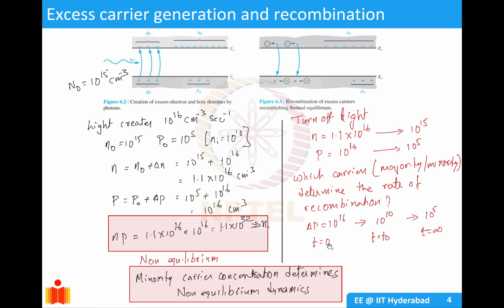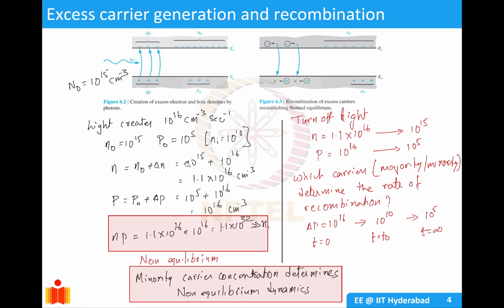So at t equals 0, your delta P is 10 per 16. We assume that it reaches equilibrium at infinite time, so at t equals infinity, it will reach 10 per 5. And the point at which delta P equals Ni is given as t equals T naught. So minority carrier concentration determines non-equilibrium dynamics.